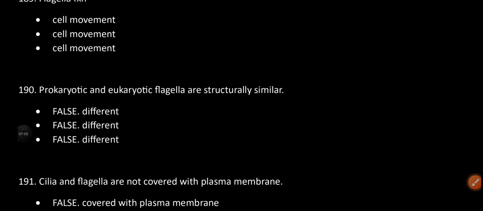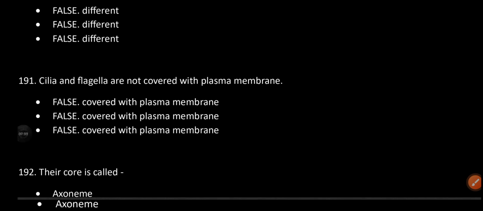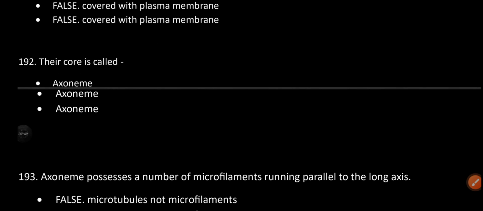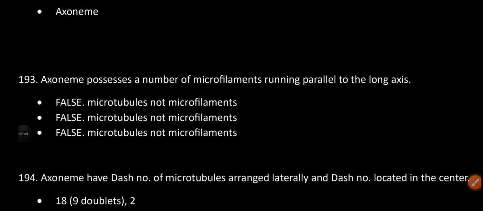Prokaryotic and eukaryotic flagella are structurally similar. False, different. Cilia and flagella are not covered with plasma membrane. False, covered with plasma membrane. Their core is called axoneme. Axoneme possesses a number of microfilaments running parallel to the long axis. False, microtubules, not microfilaments.